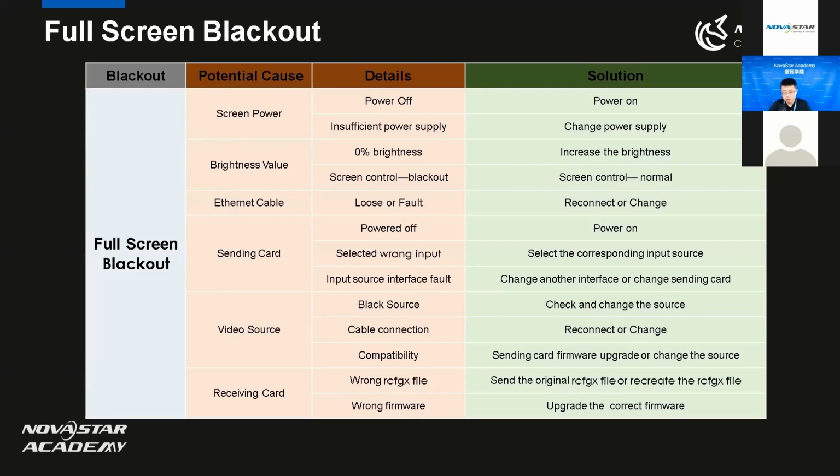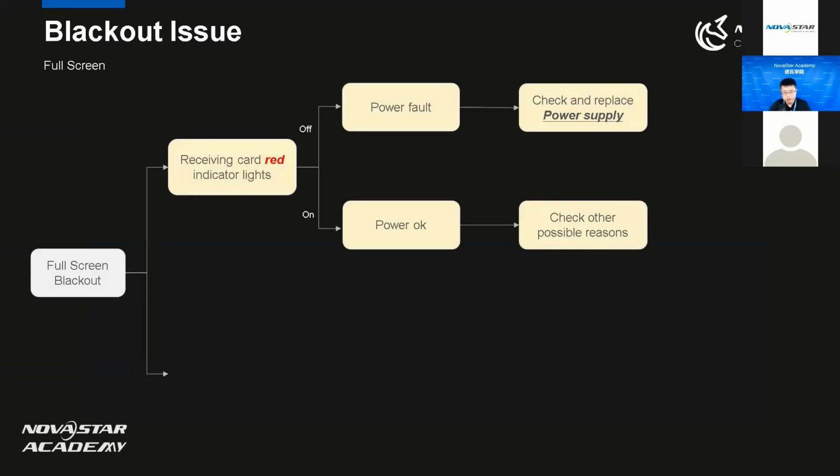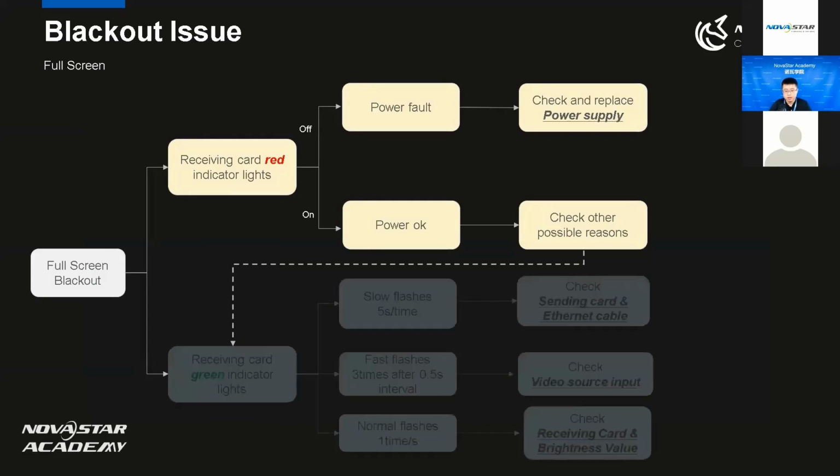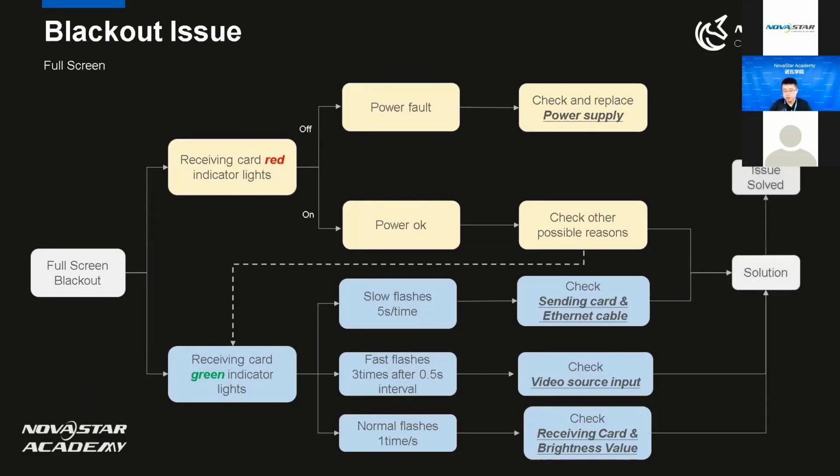So we need to do the troubleshooting step by step, and finally you will get a solution. So here is the process to tell you how to do the troubleshooting. First, we need to check the receiving card indicators. And if the red light is okay, try to check the green one to know what working mode the receiving card is in. And then try to check all the devices in the LED control system. And finally, we will get a solution to get the issue resolved.